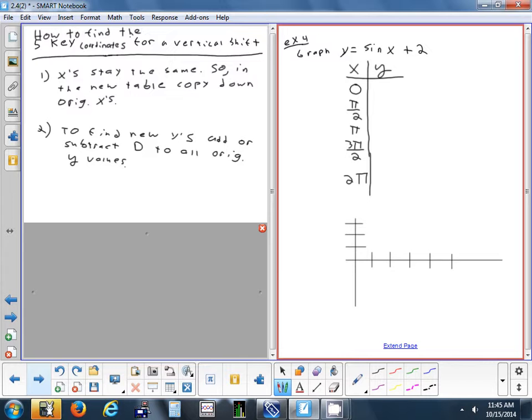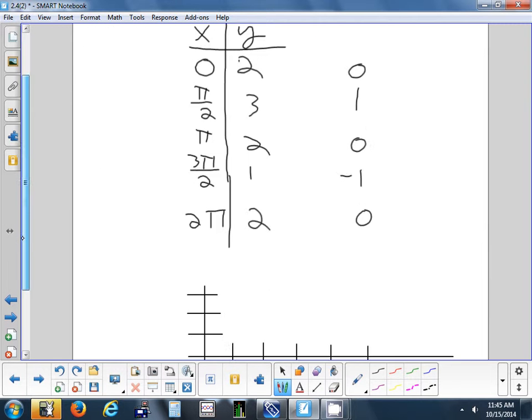Now we need to find our y values. Okay, if you are confused and you need the originals, they would have been 0, 1, 0, negative 1, 0. We're going to take each one of those and add 2 to all of them. So Olivia, what will my new y values be? 2, 3, 2, 1, and 2. Yep, just plus 2 to every one of those. All right. And that's it.